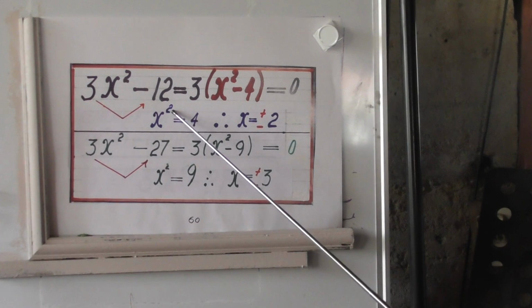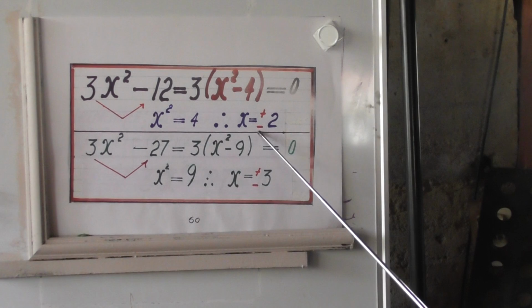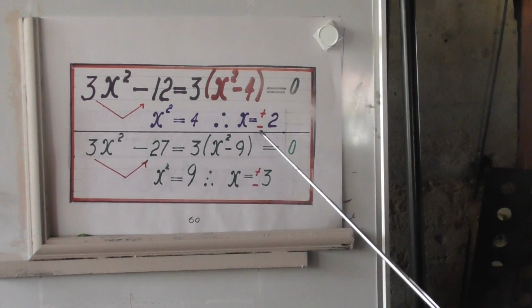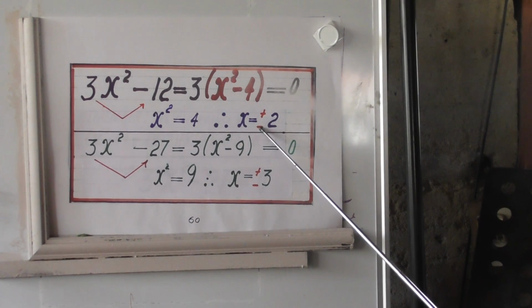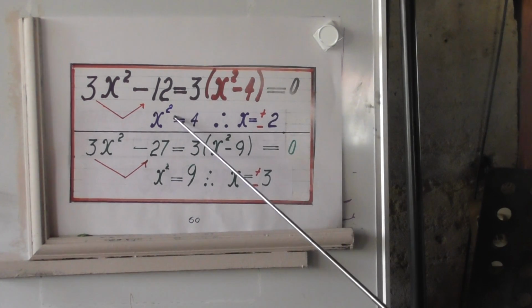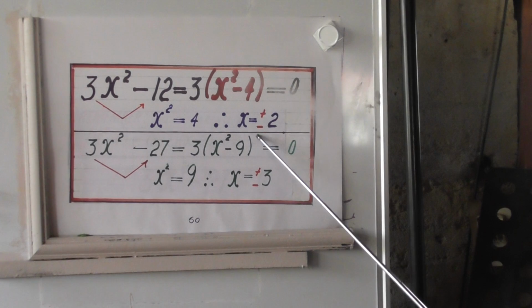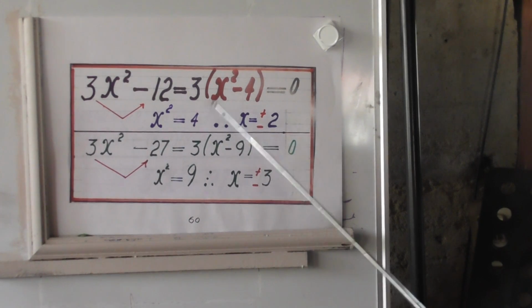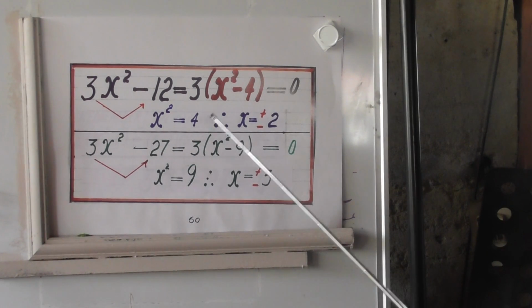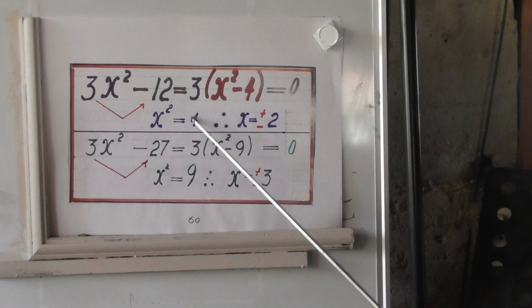When you have an even index, you always have two answers. Because two positives make a positive and two negatives make a positive. Even index, two answers. So not x is 2, no, because 2 times 2 is 4. But negative 2 times negative 2 is also 4.